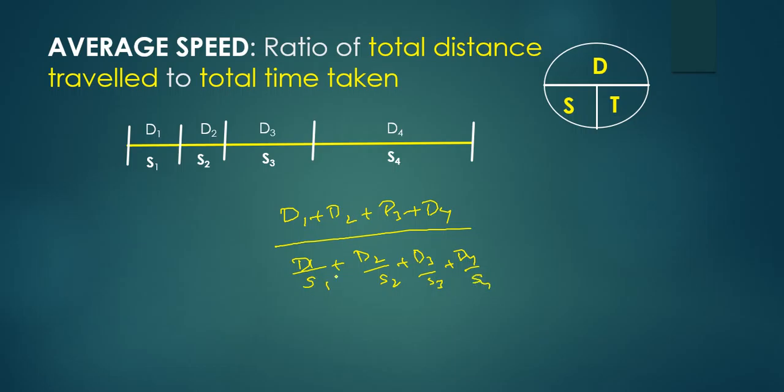What is this? This is the time taken to cover distance d1. This is the time taken to cover distance d2 at speed s2. Similarly, this is the time taken to cover distance d3 at speed s3. Likewise, d4 by s4. Because the average speed is nothing but total distance traveled by total time taken. If distance and speeds are given, this is the formula we have to use.